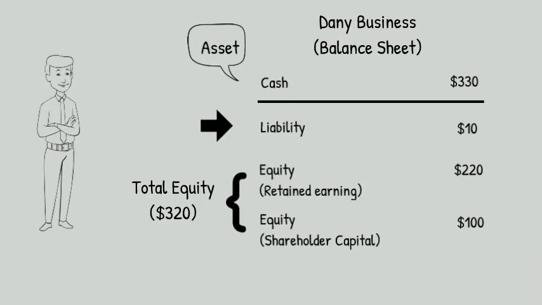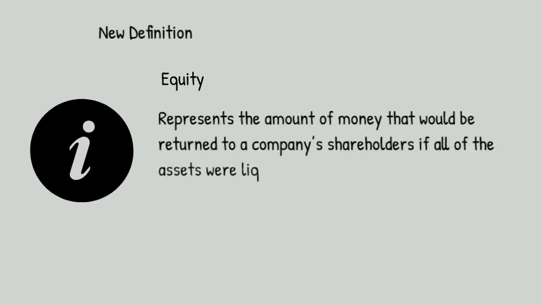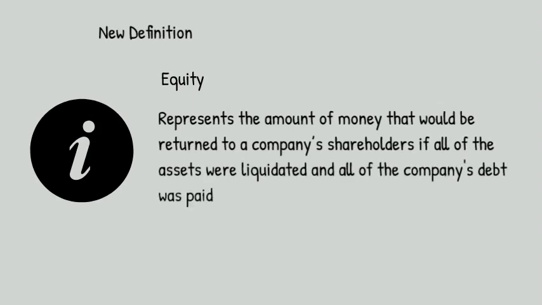So our total equity is 320. When we started the business, we had only $100. Then because of the profit, it reached 320. And of course, if the business makes a loss, it will go down. Now, if the business wants to be liquidated, of course, we have the 330 in cash. We first pay our liability of $10, then Dany can take the remaining balance. So we can see that a new definition of equity is the shareholder's remaining money after liquidating the business and paying off all the liabilities.